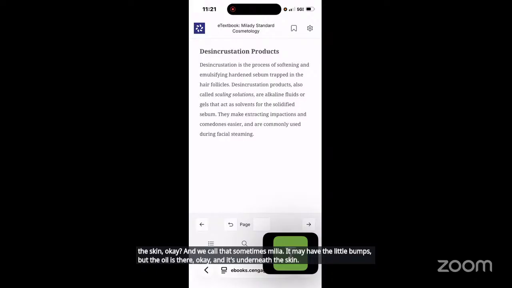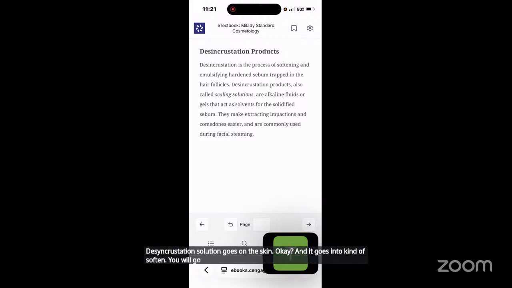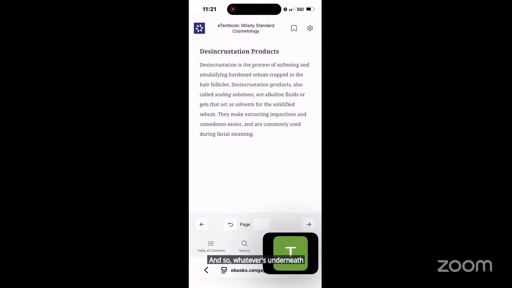What happens? The disincrustation solution goes on the skin, and it goes in to kind of soften. You will go behind with a high frequency or galvanic treatment. It's mainly used for galvanic machines, and it helps get those dead skin cells off the skin. It helps repair the skin faster, and whatever's underneath the skin, let me tell you, is coming up.